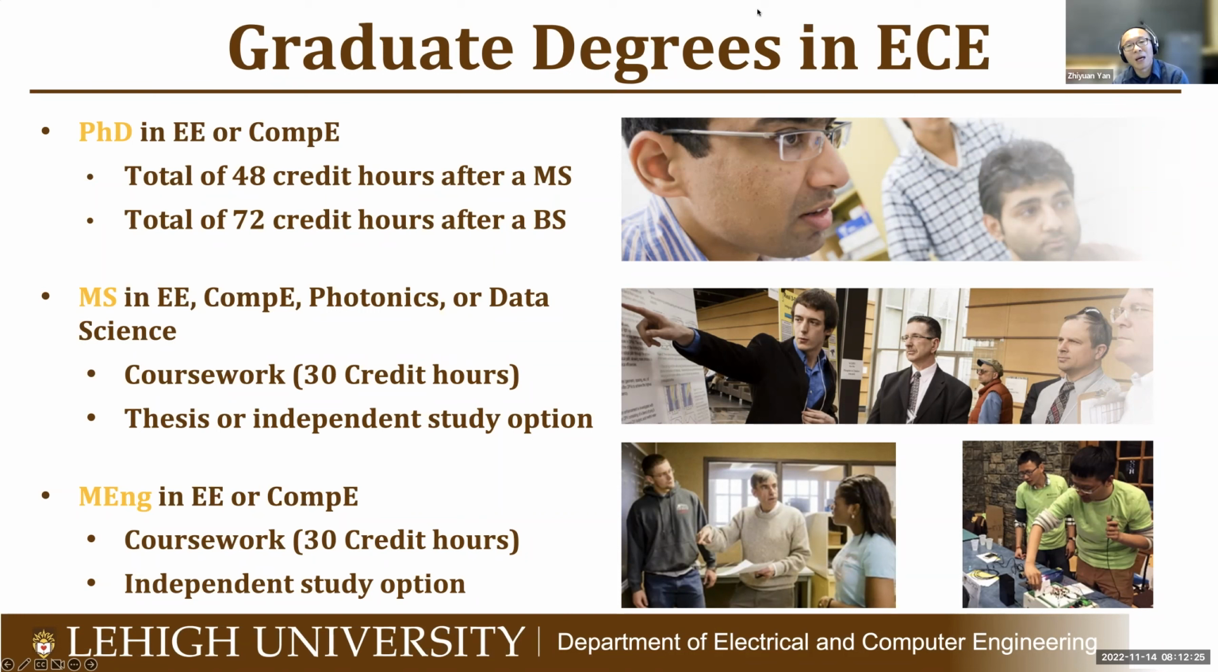And these Master of Science programs require 30 credit hours to graduate. For Master of Science programs, you have the option to do 6 credit hours of thesis or independent study. And finally, we have Master of Engineering programs in electrical engineering or computer engineering. These also require 30 credit hours to graduate. But for these, you do not have the option of thesis, but you do have the option of 6 credit hours of independent study. Next slide, please.